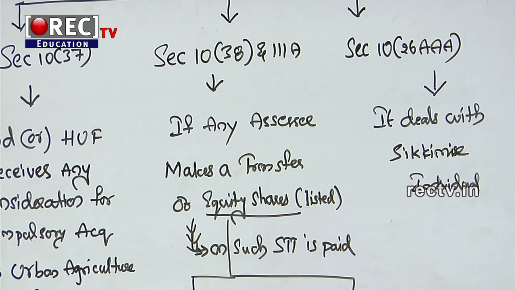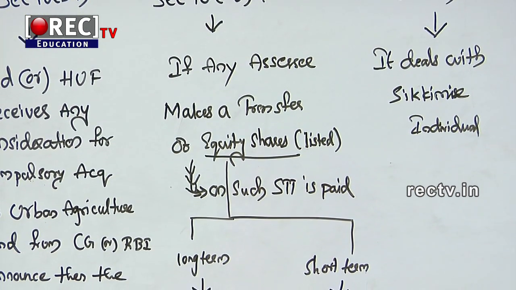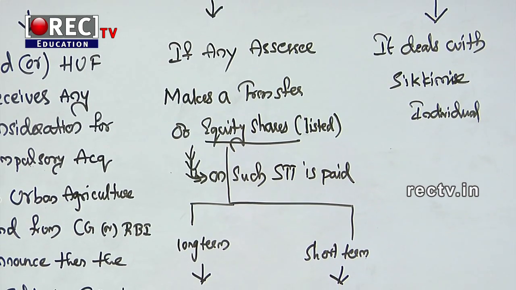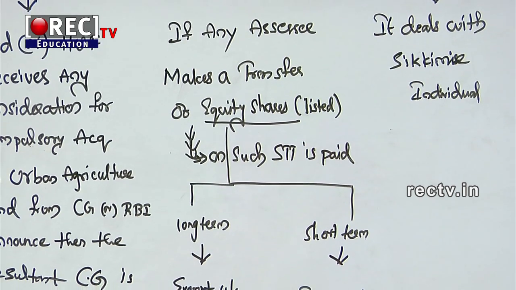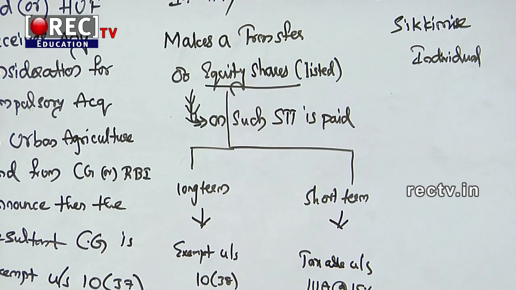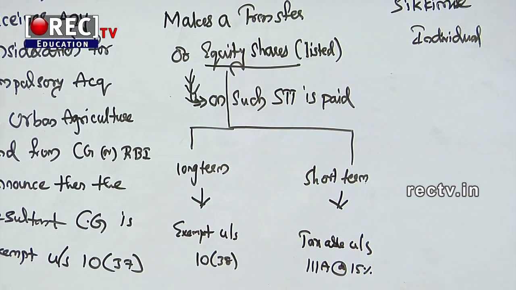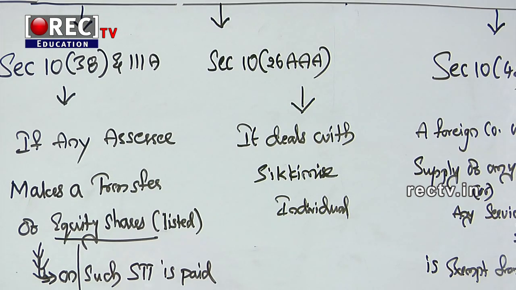Next, section 10 subsection 38 and 111A. If any assessee makes a transfer of listed equity shares on which STT is paid, if that is long term, it is exempt under section 10 subsection 38. If it is short term, that is the equity shares are short term, it is taxable under section 111A at the rate of 15%.